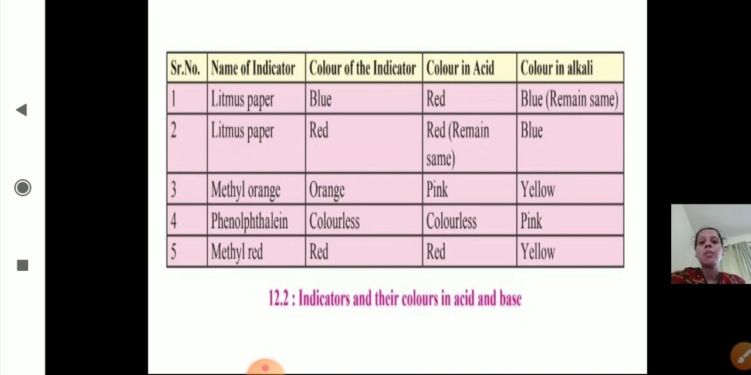So what we have learned today: we started the lesson with the introduction of acids and bases, and after that we studied indicators. There are different indicators like litmus paper, methyl orange, phenolphthalein and methyl red. Hope you are clear till here.